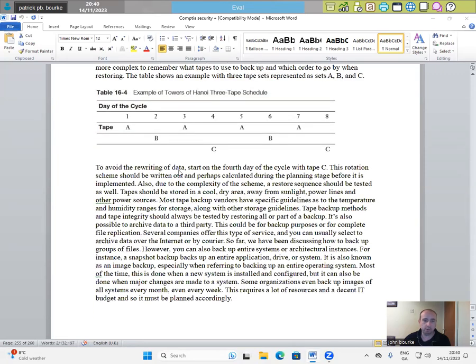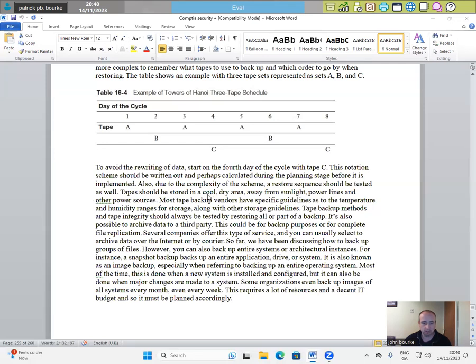To avoid the rewriting of data, start on the 4th day and cycle with tape C. This rotation scheme should be written out and perhaps calculated during the planning stage before it is implemented. Also, due to the complexity of the scheme, a restore sequence should be tested as well.